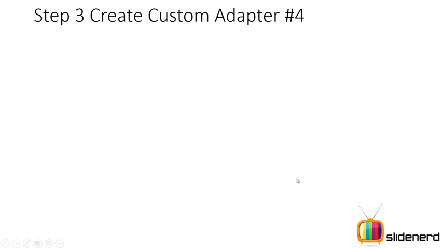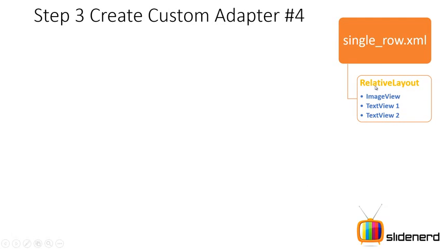So how do you override the getView method? What do you do? If you remember, this is our single row.xml, which contains the appearance of how a single row will look inside our list view. So if you remember, there's an image view, there was a text view 1, there was a text view 2, and there is this relative layout inside which all these views are placed.